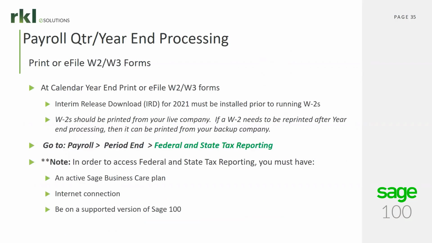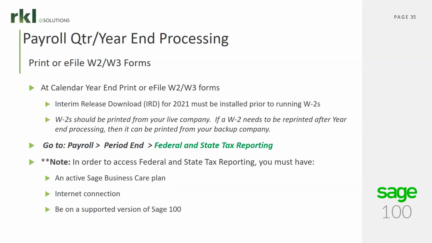You're now ready to run your W-2 forms. Be sure that your IRD has been installed and that you are in the live company. If you need to reprint your W-2 forms later, they can be reprinted after you've processed the year end from your backup company. So be sure to create that backup company so you can refer back to it if needed for reprints.